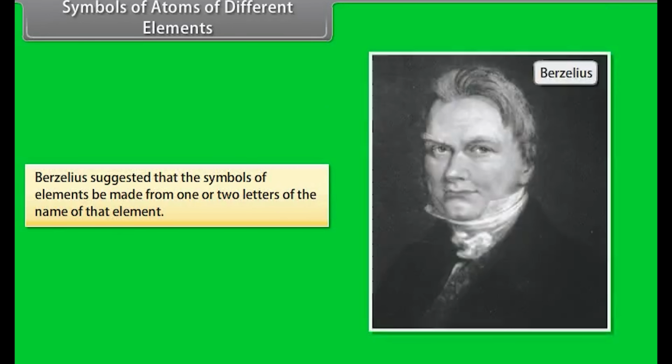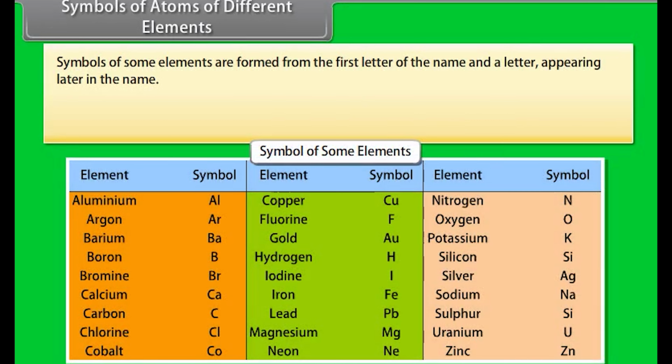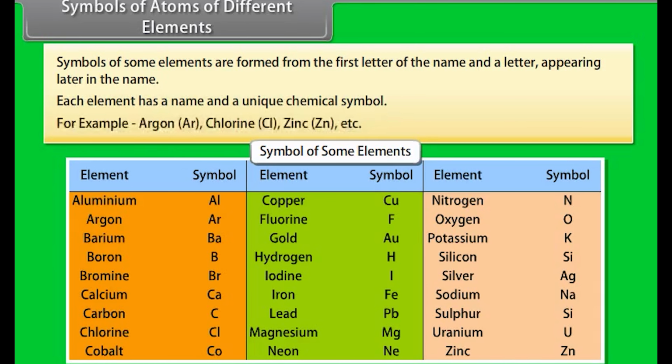Berzelius suggested that the symbols of elements be made from 1 or 2 letters of the name of that element. Symbols of some elements are formed from the first letter of the name and a letter appearing later in the name. Each element has a name and a unique chemical symbol. For example, argon, Ar, chlorine, Cl, zinc, Zn, etc.